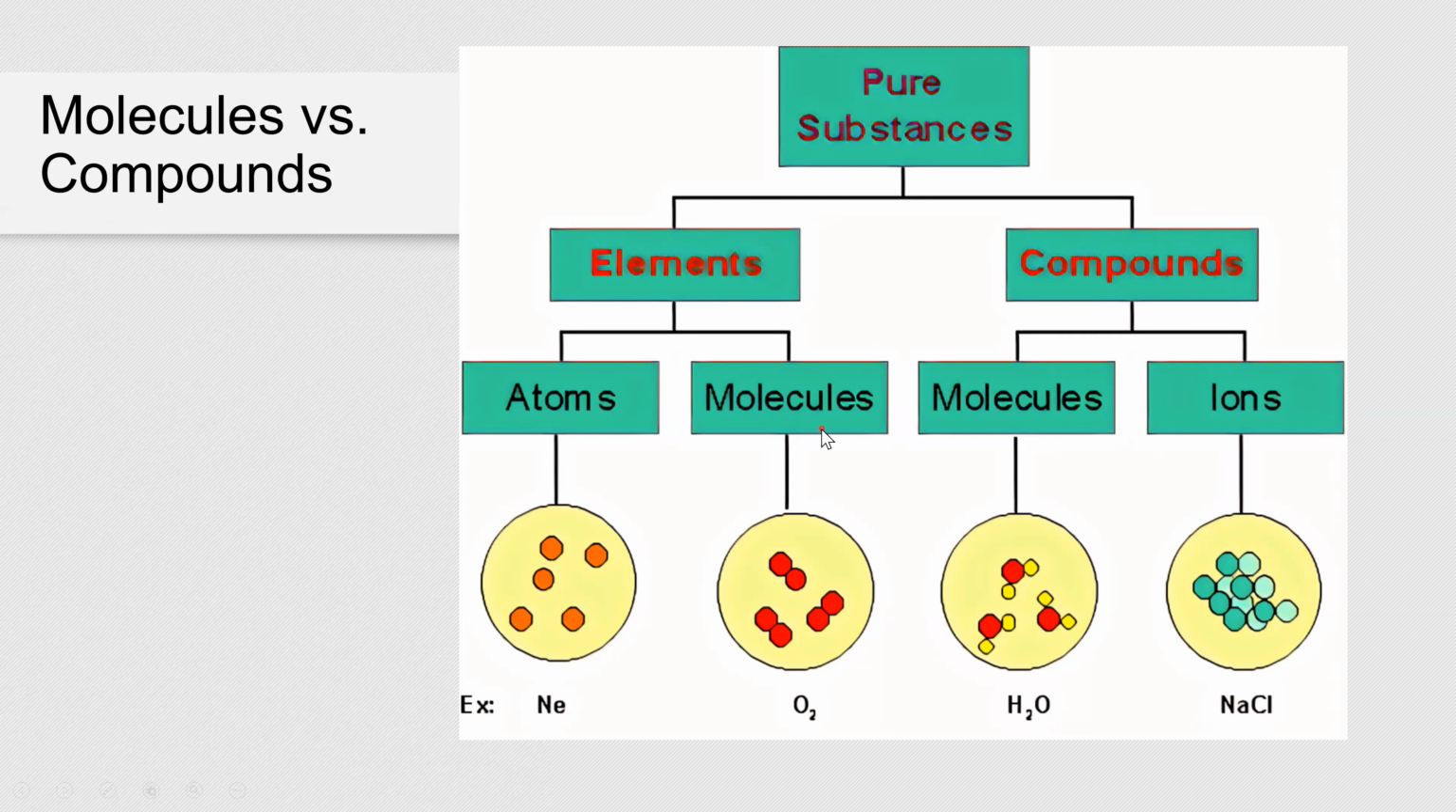So when we look at the matter on Earth, we can have atoms that are made of elements. So they are made of elements.